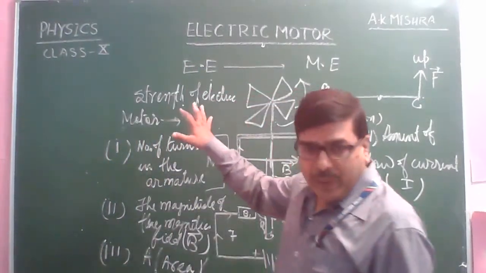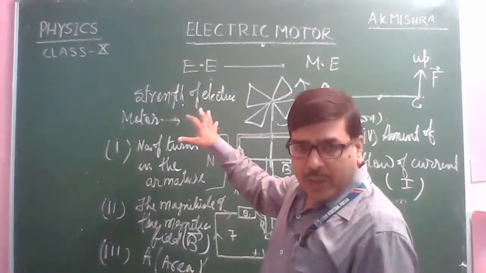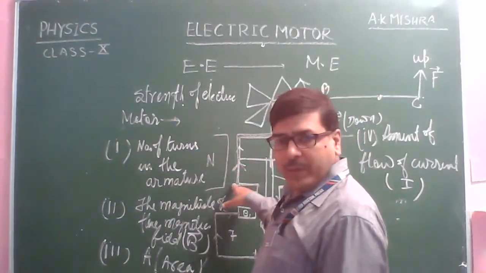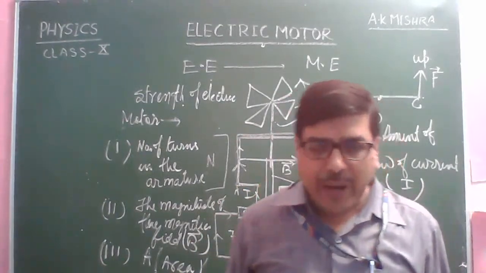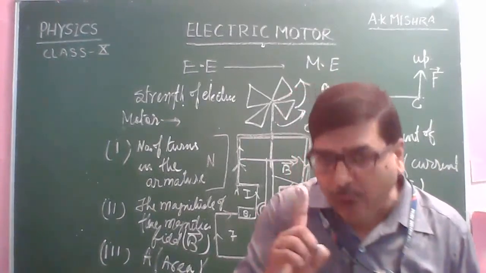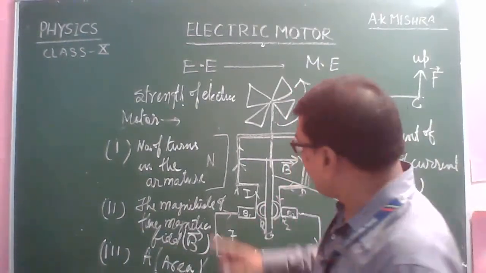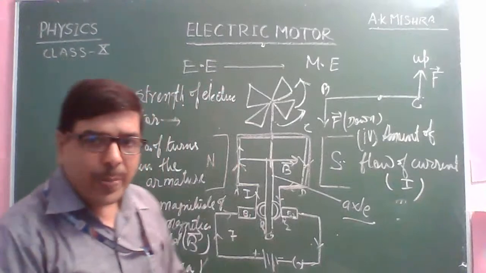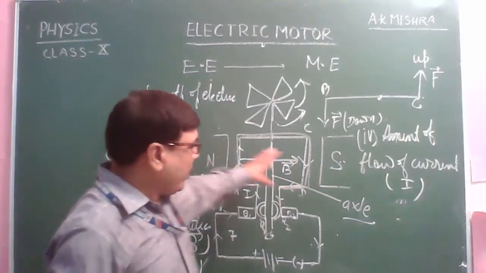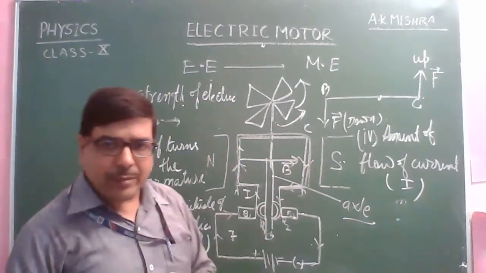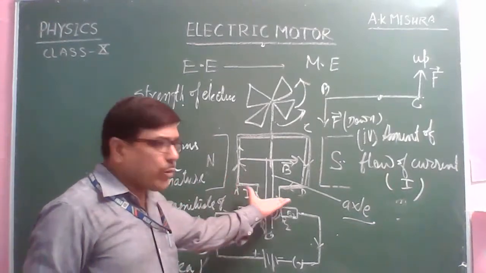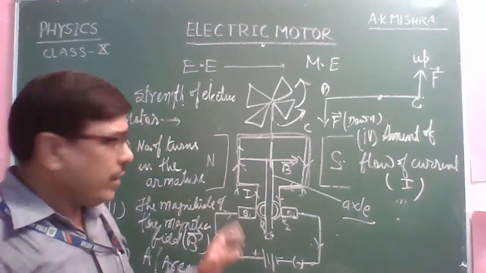Once again, the armature is an iron core in the shape of a rectangle, which is placed in the field magnet. The function of the field magnet: a permanent magnet is used here to provide the strength of the magnetic field. It may be a horseshoe magnet or any two bar magnets; you can keep them and produce a magnetic field.